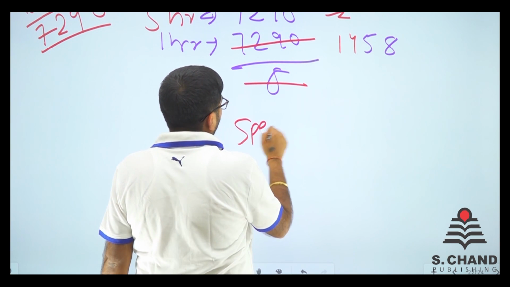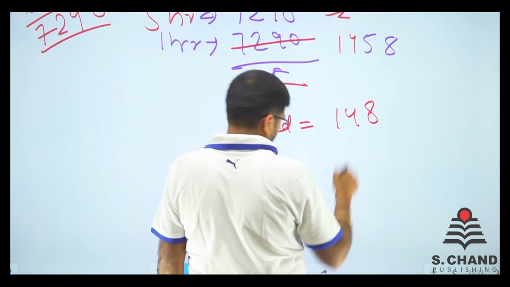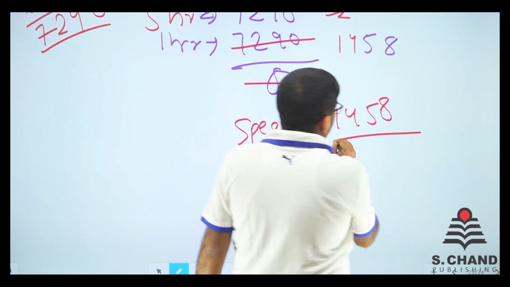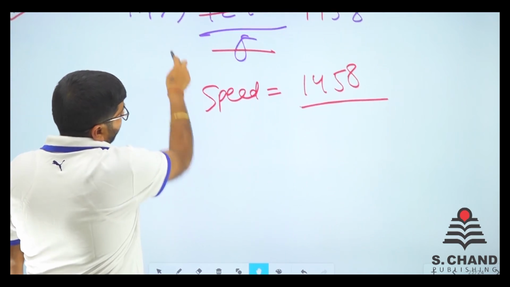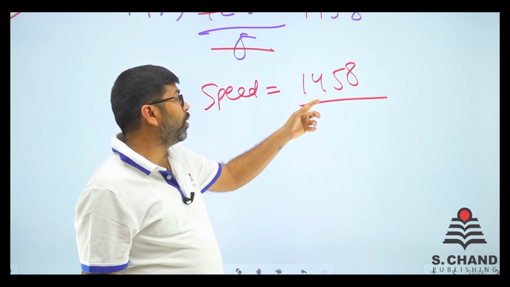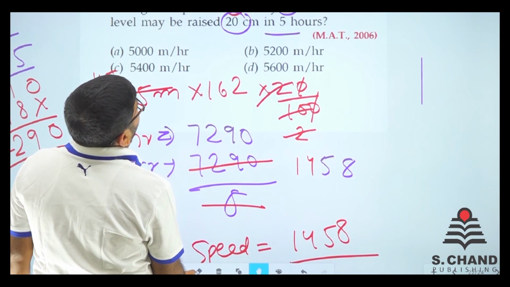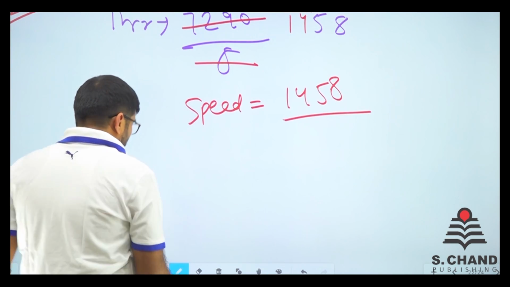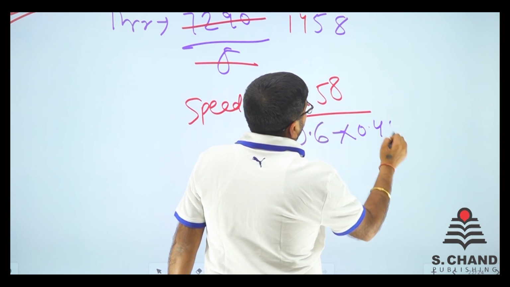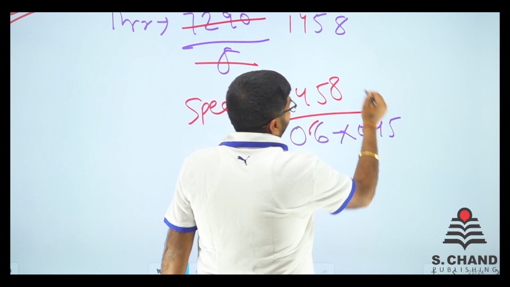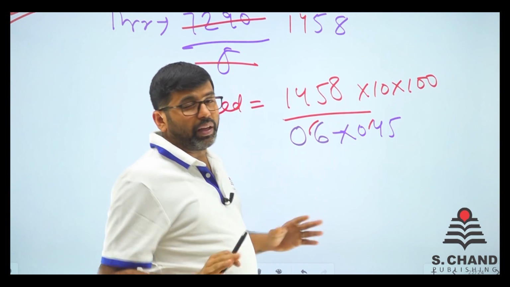Speed is 1458 is the volume, and that must be filled by the aperture of 60 centimeter into 45 centimeter. So we need to fill this amount by that aperture. So what we do is just divide by the area of that is 60 centimeter into 45 centimeter. 60 centimeter, that is 0.6 into 0.45, right? So first we do is point hataiye. We put 10 and 100 over there so that we are safe now. Easily multiply, divide all these things.